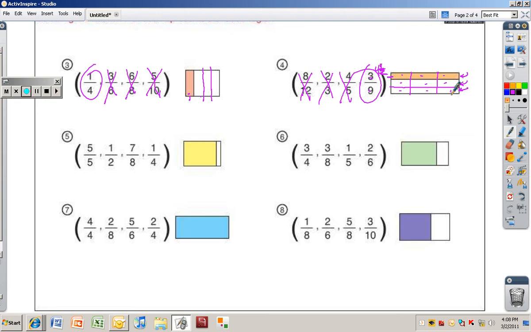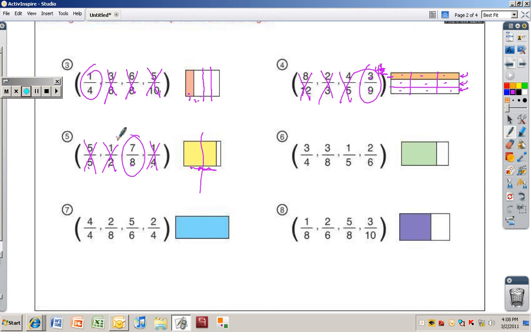Number 5. This is almost the whole thing shaded. So which one of these fractions represents almost the whole thing? 5 out of 5, that is the whole thing. 1/2, it's definitely larger than a half. Can't be that. 7/8 is almost the whole thing. 1/2, or 1/4, that's almost none of it. Here's 1/4 right up here. And so 7/8 is the only one that makes sense.